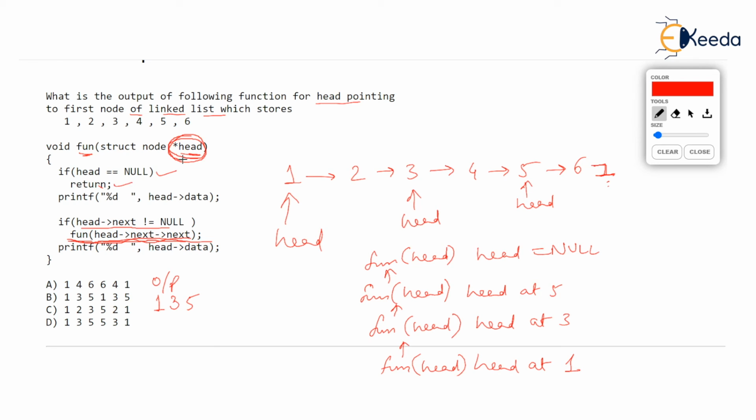What does return mean? The function will end, isn't it? Come on, the void function will end. A void function is not returning any value, but it is just returning the control. Return means simply end the function. But which function is going to end, you see? The function that will end is fun head with head equal to null. This is the function which was running with head equal to null. So the function with head equal to null ends, and obviously the calling function resumes.